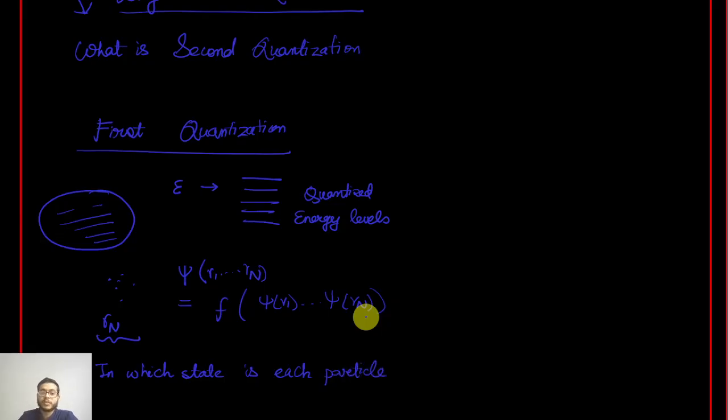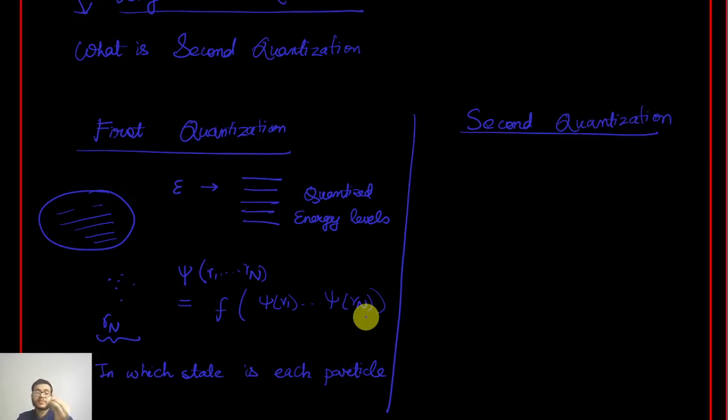Okay. But what is second quantization? Second quantization is a language of quantum mechanics in which the field, the wave function itself, is quantized. So what does that mean? We are not going to talk about jargon, but loosely, it means that we are talking about indistinguishable particles.